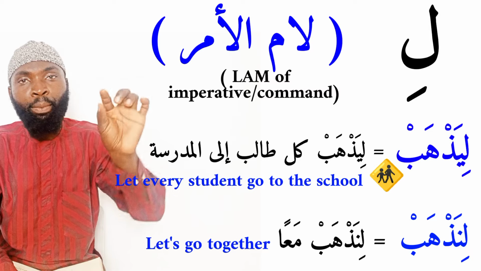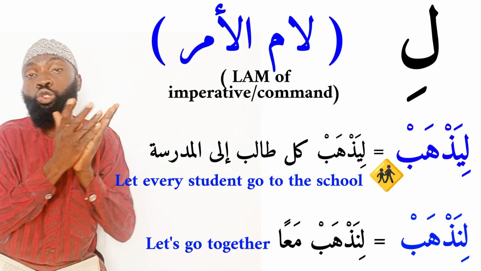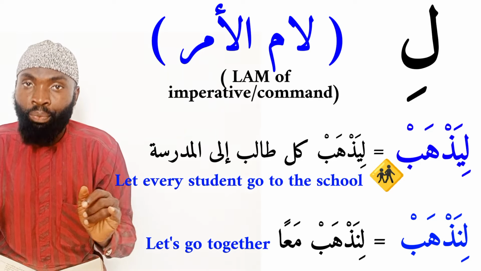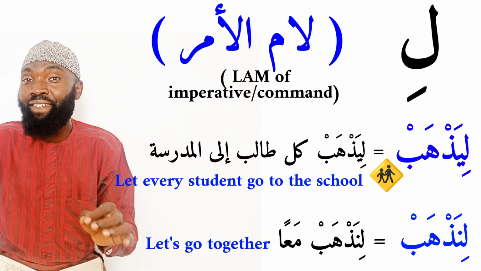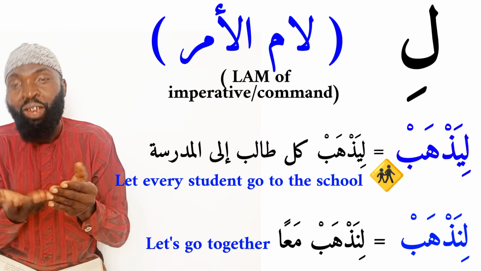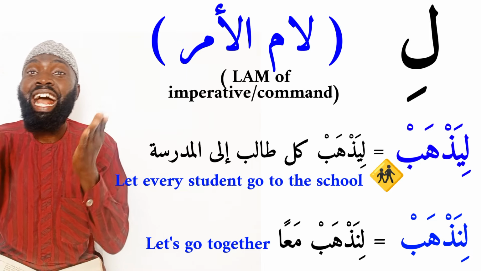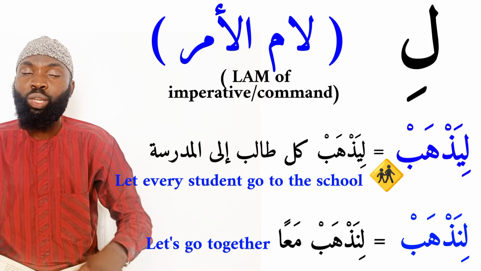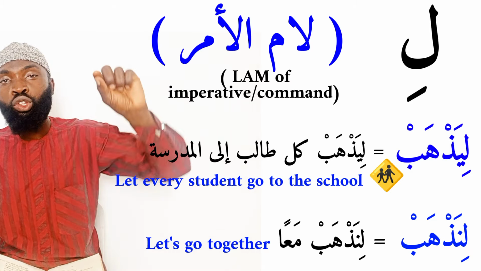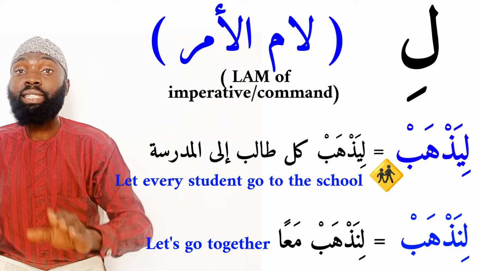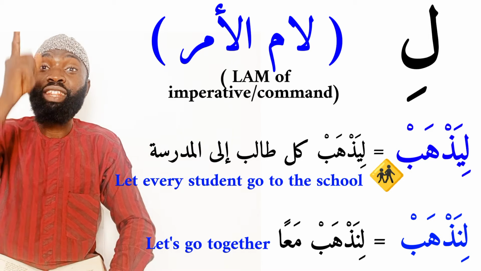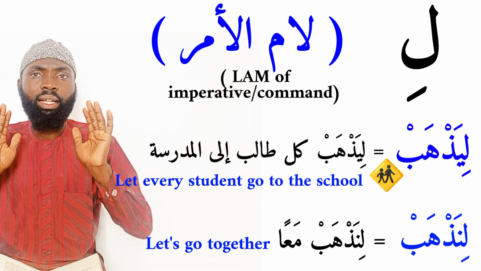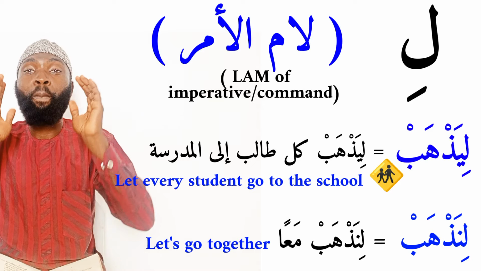Now I told you this lam, which is preceding these two words, is called lamul amr, which means the command lam. What does that mean? It means that whenever this lam, which is pronounced as li, appears like this, it has the meaning of fi'l amr. It connotes the meaning of command. Because when I say liyadhhab kullu talibin ila al-madrasati, I'm simply saying every student should go to the school. When I say linajlis ma'a, I'm simply saying let's sit together. This is coming in the meaning of a command.